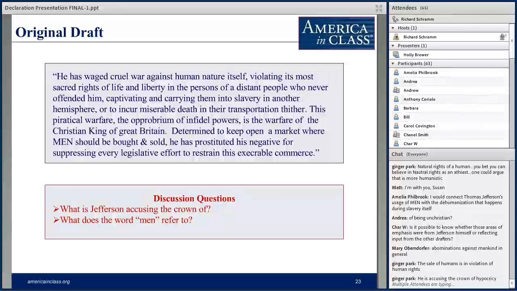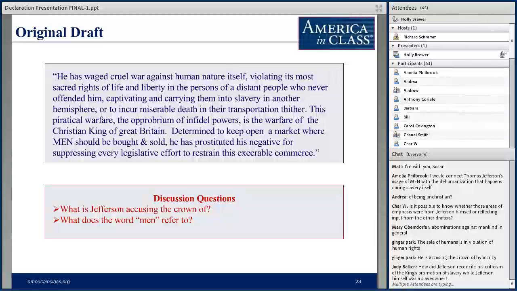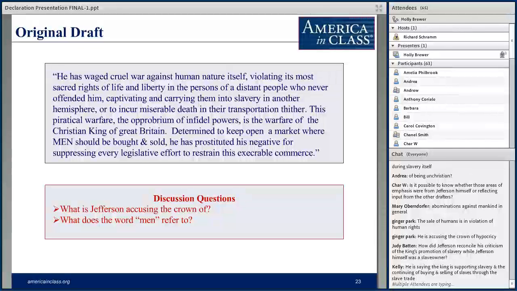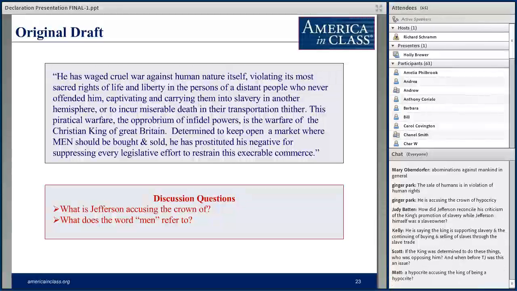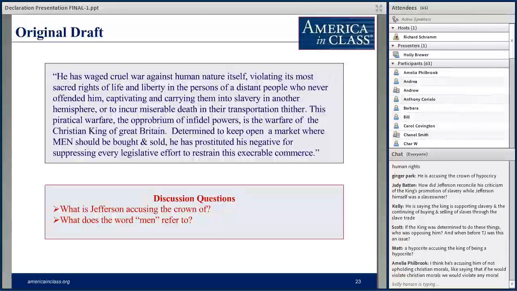Before we get into the questions, when Jefferson is talking here about prostituted his negative, he's talking about the king essentially vetoing. That would be the veto for suppressing every legislative effort. We'll talk about this a little more later, but the royal governors in all colonies had standing instructions to prevent the colonies from limiting the slave trade and from trying to tax the import of slaves, certainly after the 1740s. In some cases, when Virginia's taxes on the import of slaves to limit their importation went to the king himself in England, George III actually vetoed that legislation. And by using the word prostitution, Jefferson is implying that he's doing it for gain.